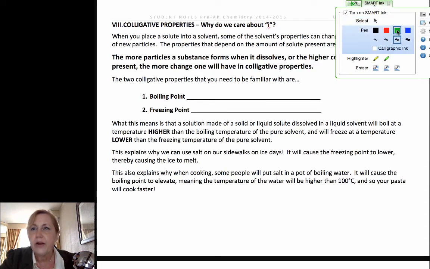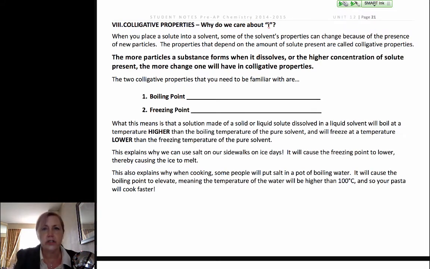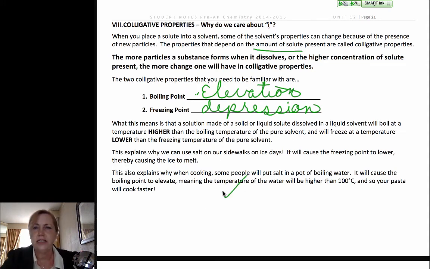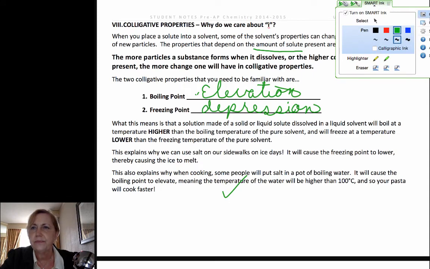So why do we care about I? Because I is going to alter the colligative properties. Colligative means it depends only on the amount of solute, not necessarily on the identity. And we just saw that we have boiling point elevation, and we have freezing point depression. I've really already mentioned all of that, so let's forge on ahead.